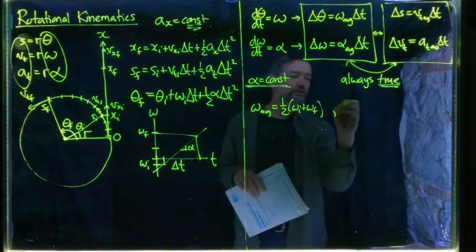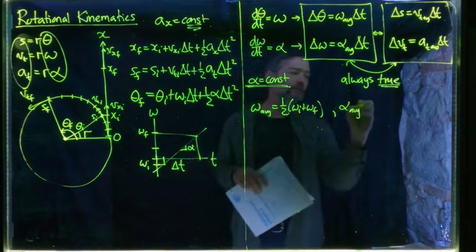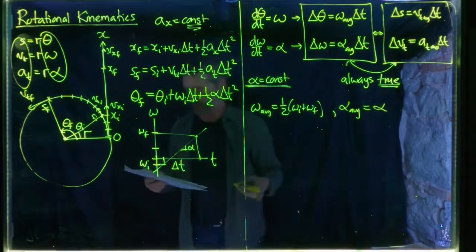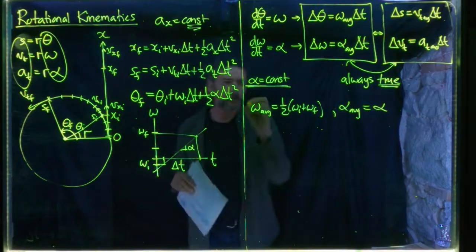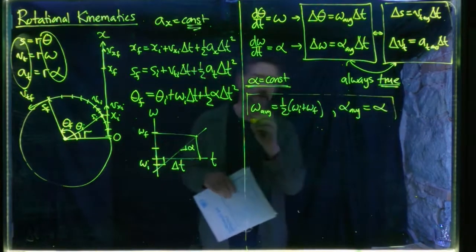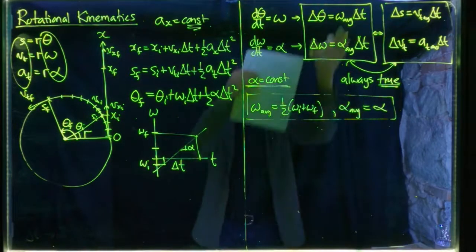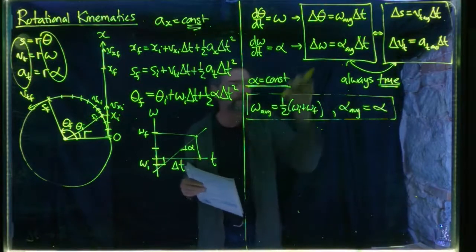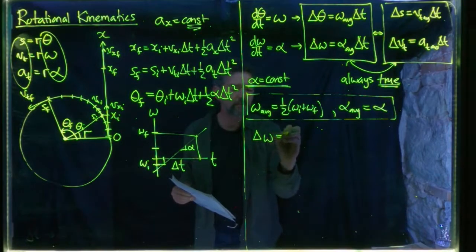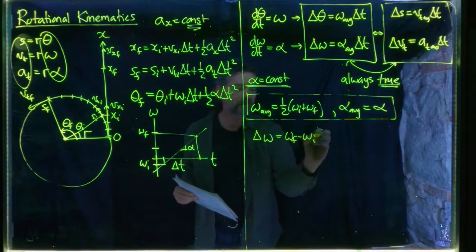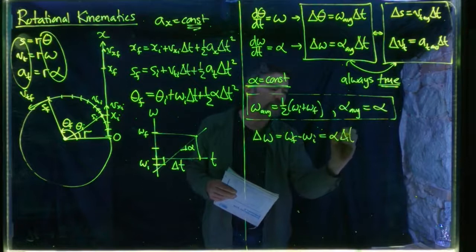So that's what omega average is in that general formula. And alpha average, of course, if the angular acceleration is constant, then the average angular acceleration is just that constant value of the angular acceleration. Okay, and so then you can specialize these two formulas by plugging in these two expressions. And so then we get, for example, in the second equation there, delta omega, the change in the angular velocity, well, by definition, that's omega final minus omega initial. Okay, and so that's equal to alpha average, but that's just that constant alpha times delta t, the time interval.